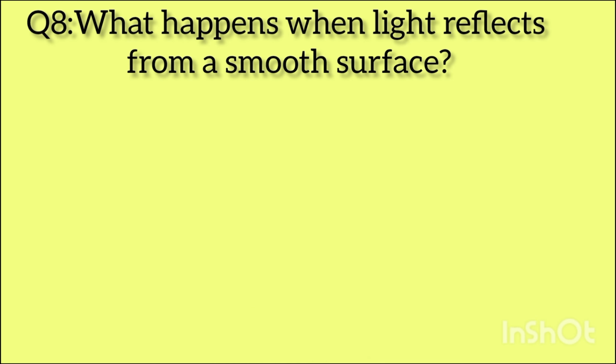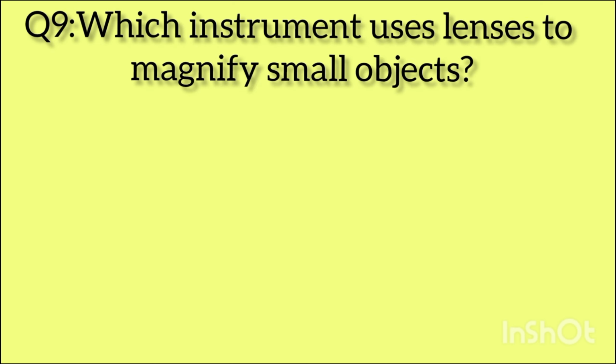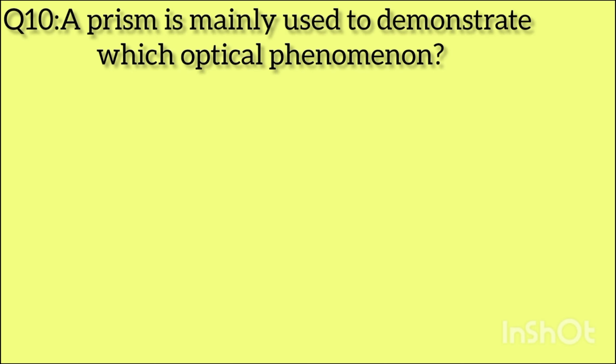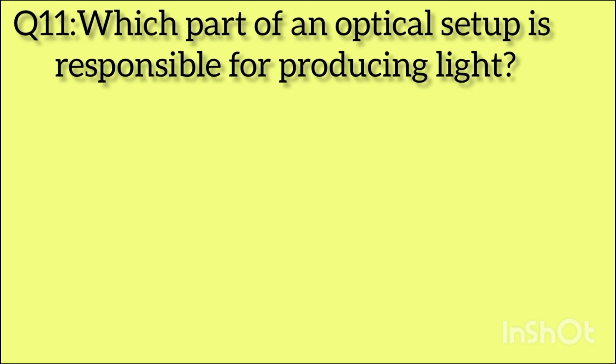Question 8. What happens when light is reflected from a smooth surface? Answer: regular reflection. Question 9. Which instrument uses lenses to magnify small objects? Answer: microscope. Question 10. A prism is mainly used to demonstrate which optical phenomena? Answer: refraction and dispersion.